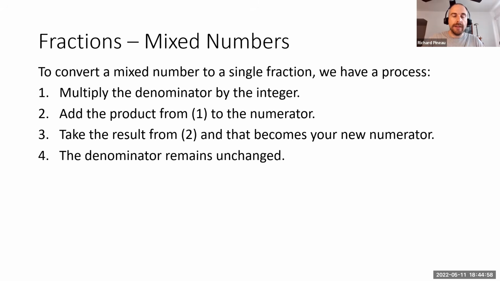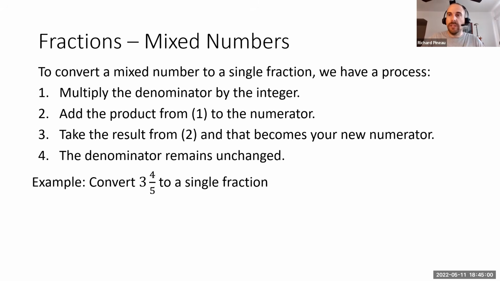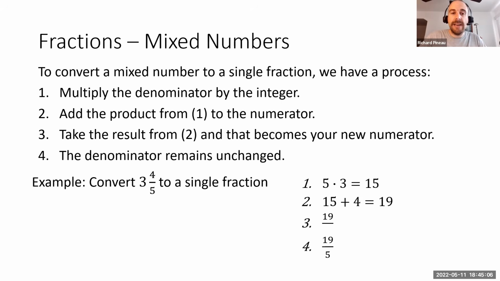So what the heck does this mean? Well, let's look at an example. We need to convert 3 4/5 to a single fraction. The first thing we do is take the denominator, which is 5, and multiply by 3, which in this case is the integer. So 5 times 3 is 15.